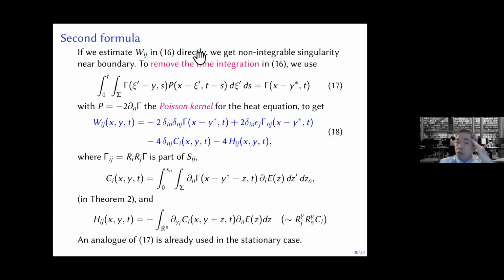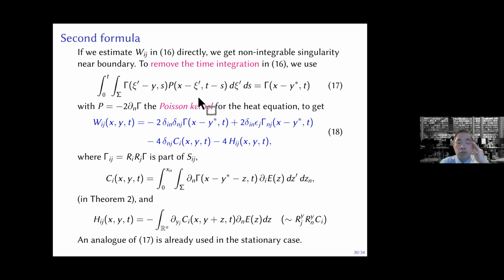If we estimate this formula directly, we get some singularity near the boundary. And this is a very bad singularity, it's not integrable. We want things to be integrable near the boundary, so it's not desirable. And so what we did, the trick, was to remove the time integration using this formula.